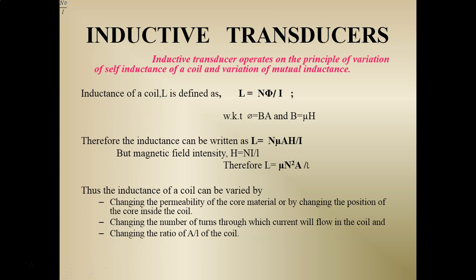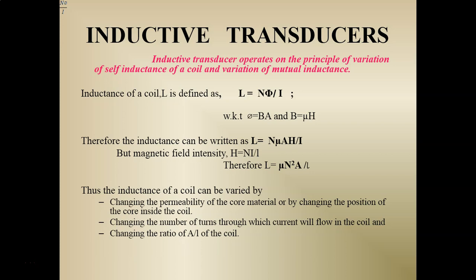Inductive transducer operates on the principle of variation of self-inductance of a coil and variation of mutual inductance. It is expressed as L = N phi by I, where N is the number of turns, phi is magnetic flux and I is current. Substituting the expressions for magnetic flux phi, magnetic flux density B and magnetic field intensity H, L is given as mu N square A by l.